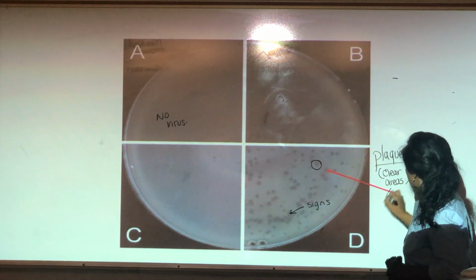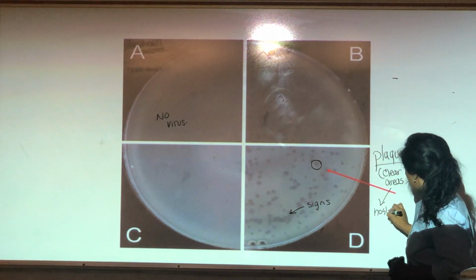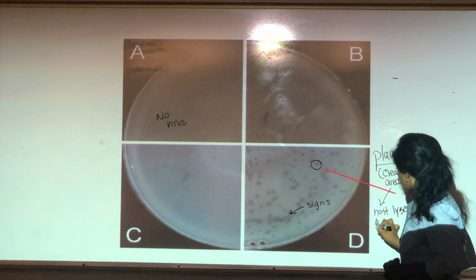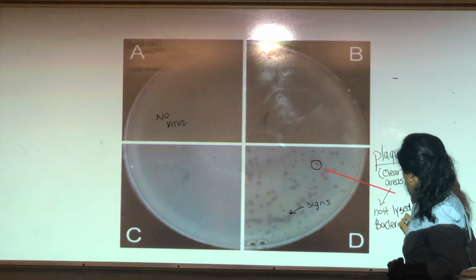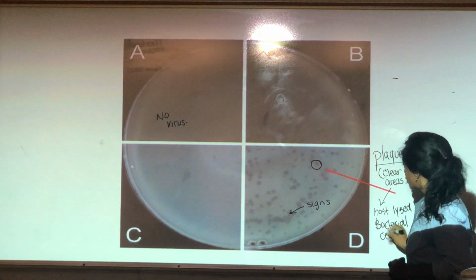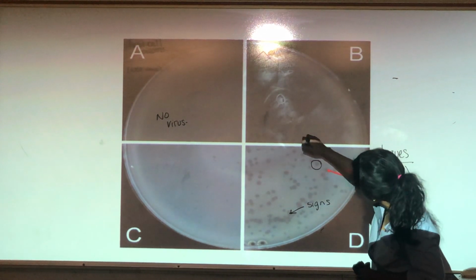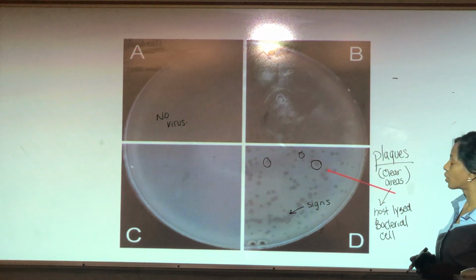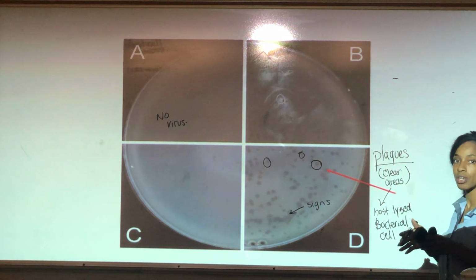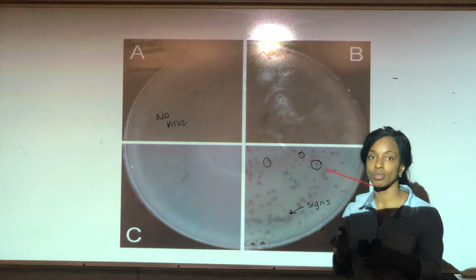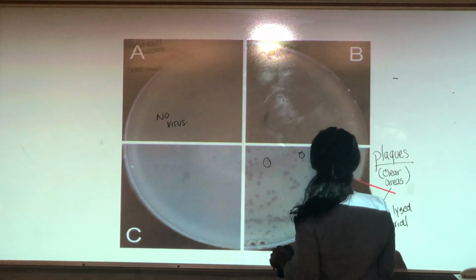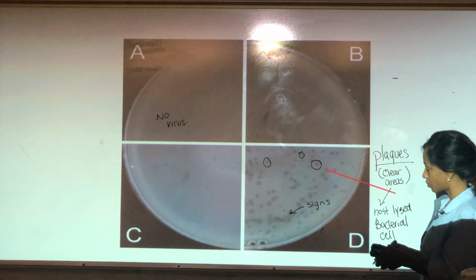And these clear areas represent where the host lysed the bacterial cell. All right, so I pointed to them. You see several of these little plaques here, all right, and those will all represent where the virus has infected. They get into the actual bacterial cells and they damage them. All right, so what you see are these plaques, the clear areas. All right, so you can again see the signs.